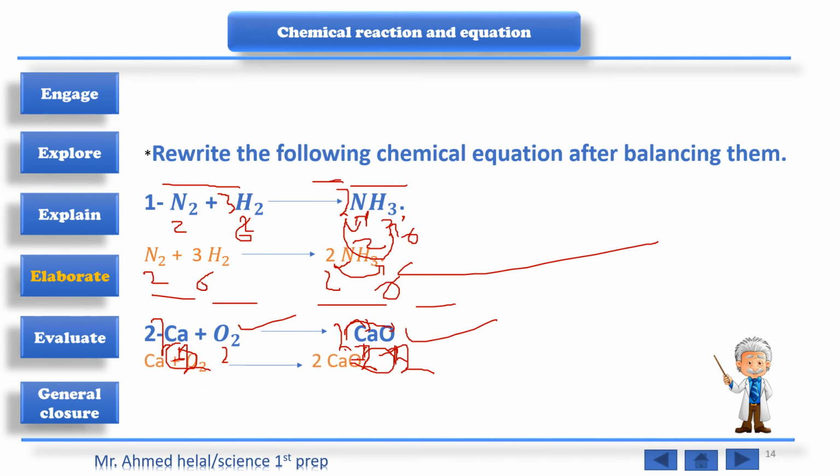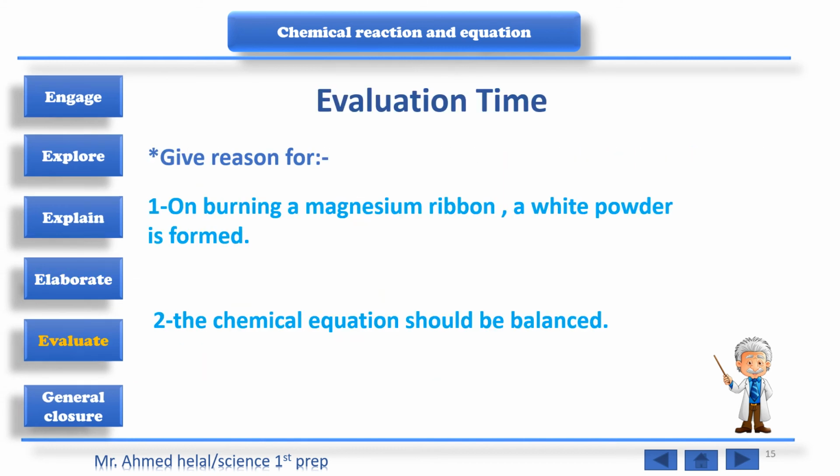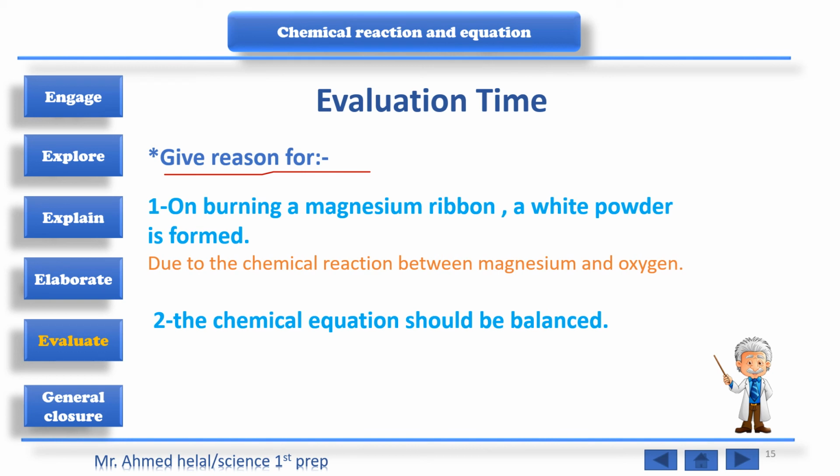So 2Ca plus O2 equals 2CaO, as we can see. And now a question, give reason for. On burning a magnesium ribbon, a white powder is formed. Why? Due to the chemical reaction between the magnesium and oxygen. The chemical equation shall be balanced. Why? Give reason. To achieve the law of constant ratios and the law of mass conservation.